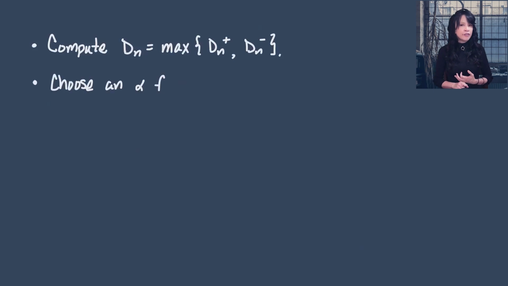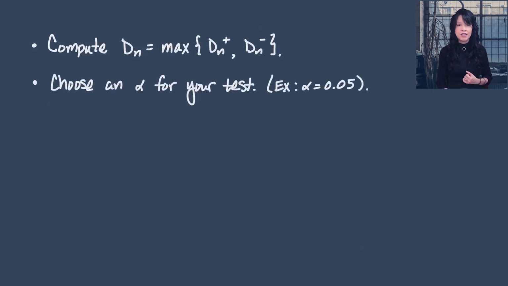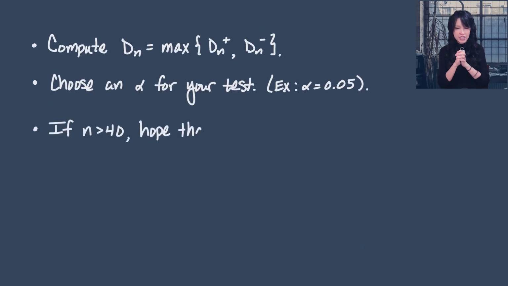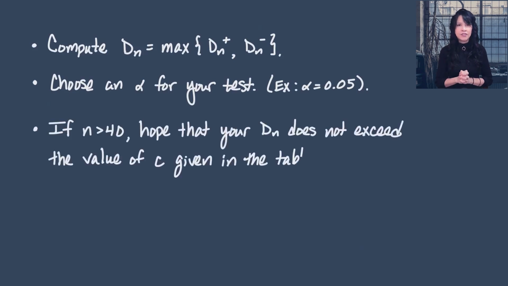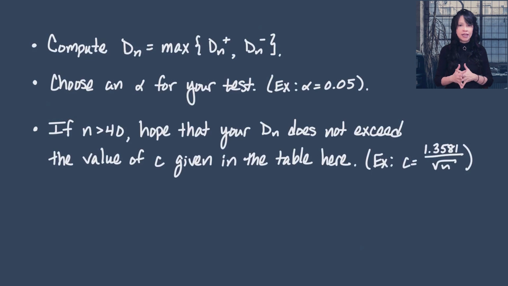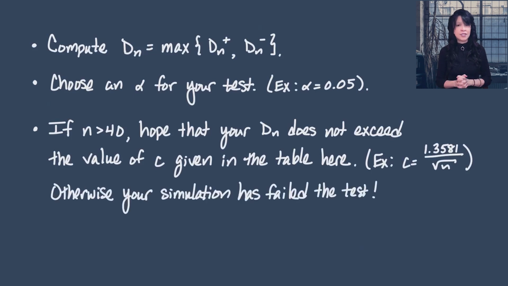Then you choose an alpha for your test, for example, 0.05. And then if n is greater than 40, you hope that your Kolmogorov-Smirnov statistic Dn does not exceed the value of c given in the table. In my case, for an alpha of 0.05, this c is going to be 1.3581 over the square root of n. Otherwise, your simulation has failed the test.